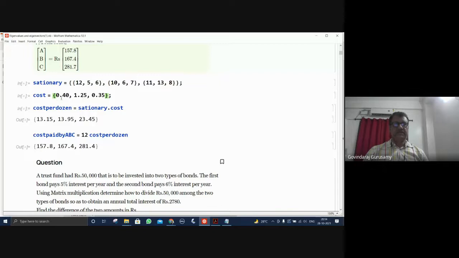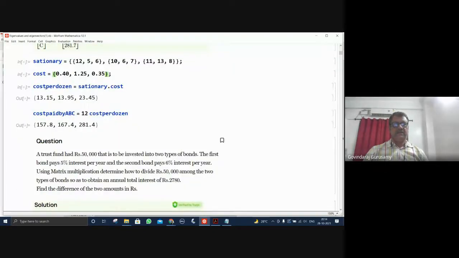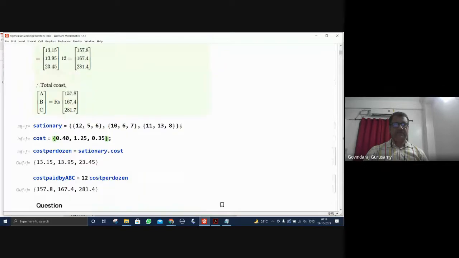The cost of each item is given. That also has been taken here. Then the cost per dozen: this is the cost per dozen for each one. Multiply by the cost paid by A, B, C, which is 12 into the cost per dozen. This is the number, which is the same as what you have here.